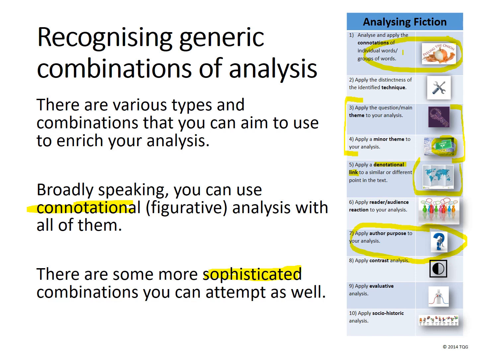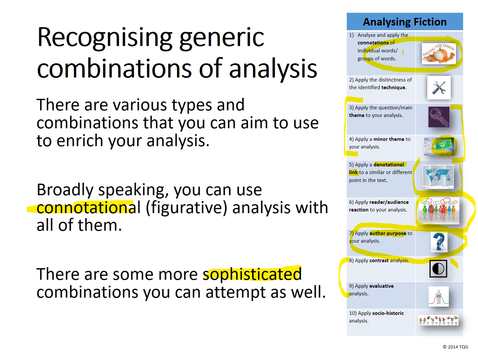The sixth type of analysis is reader or audience reaction. And again, this is particularly important for plays, because when you watch something with a group of people, meaning is somewhat negotiated. You will talk about what you liked and what you disliked and why. The seventh type of analysis is author purpose. And usually this relates to a wider message that the author might want to give you about the human condition.